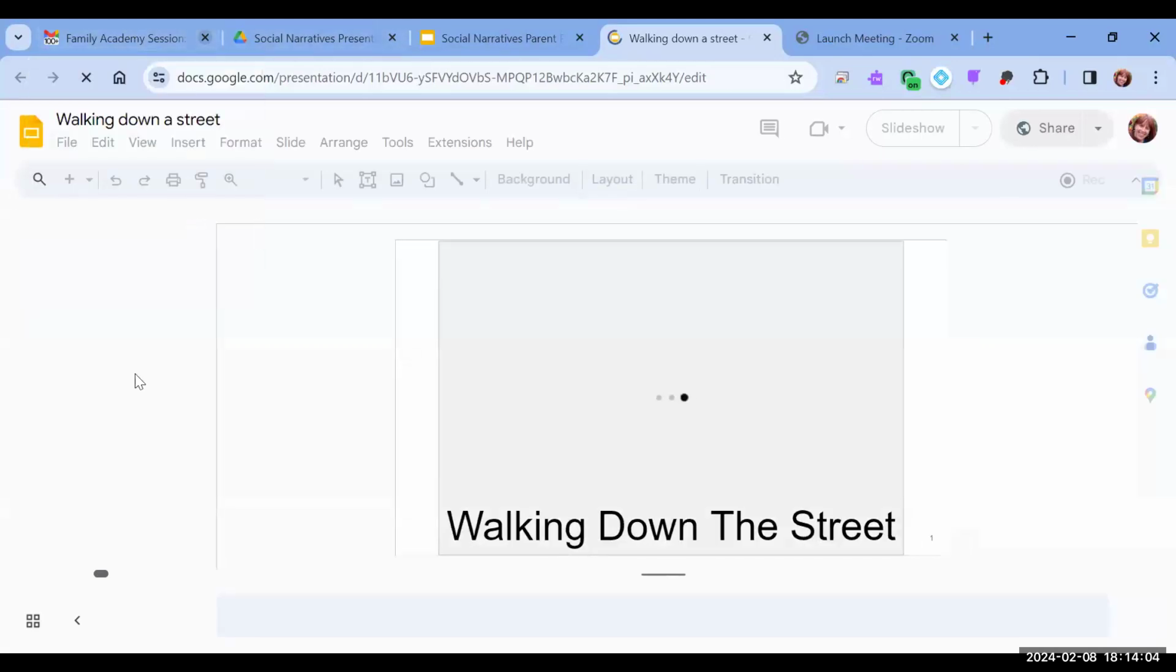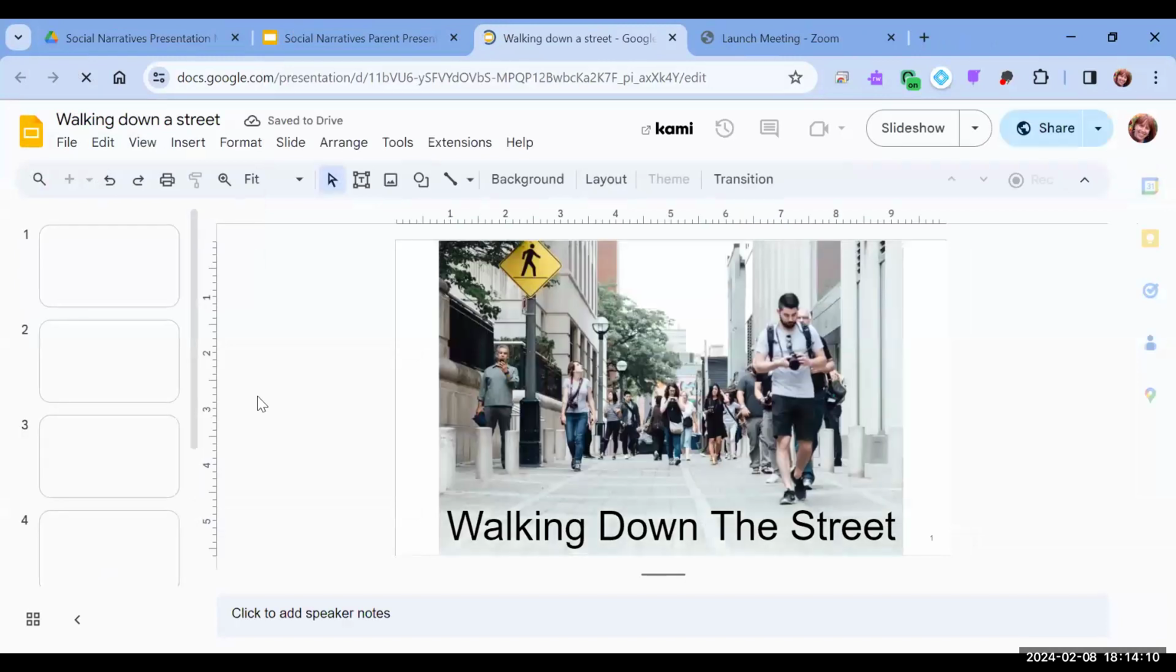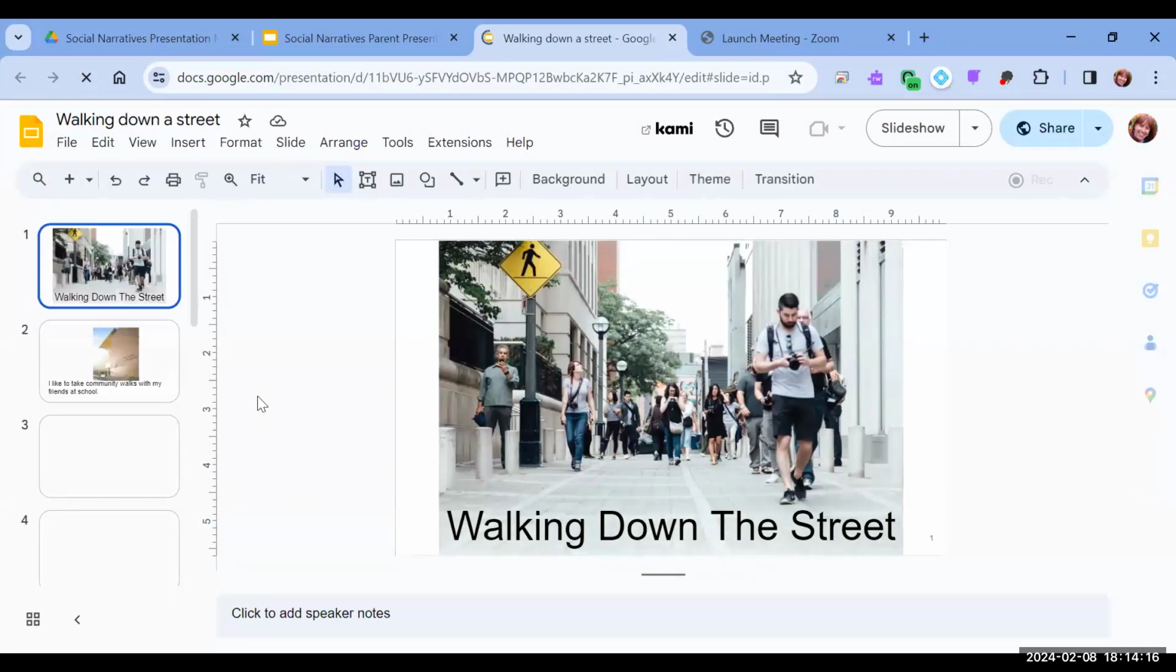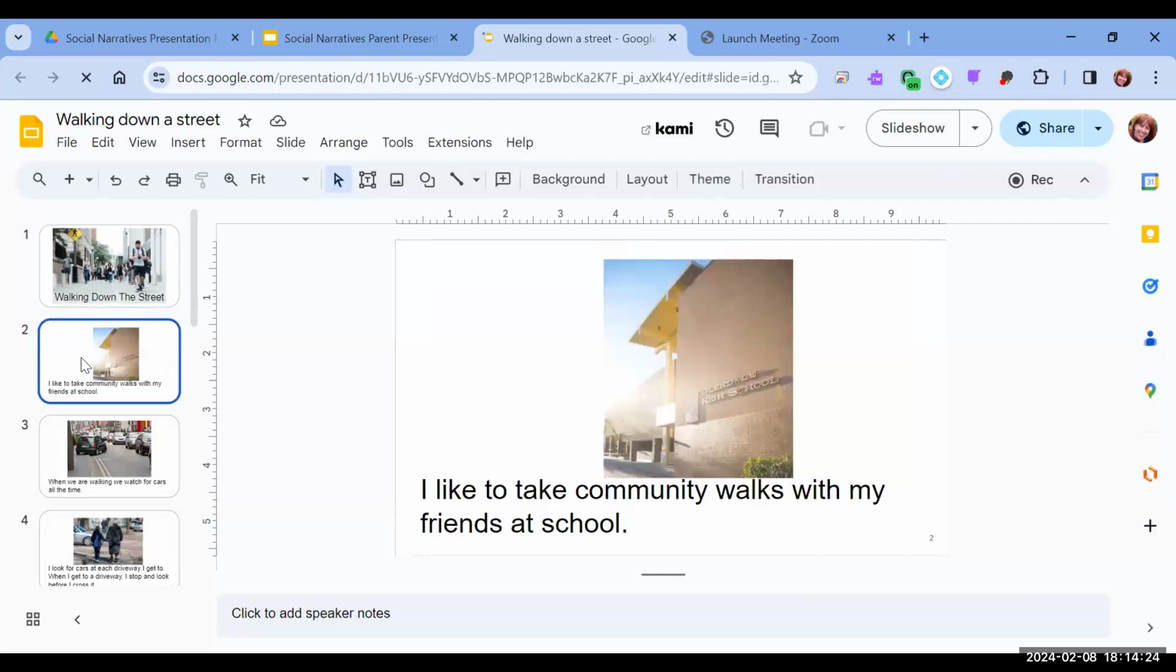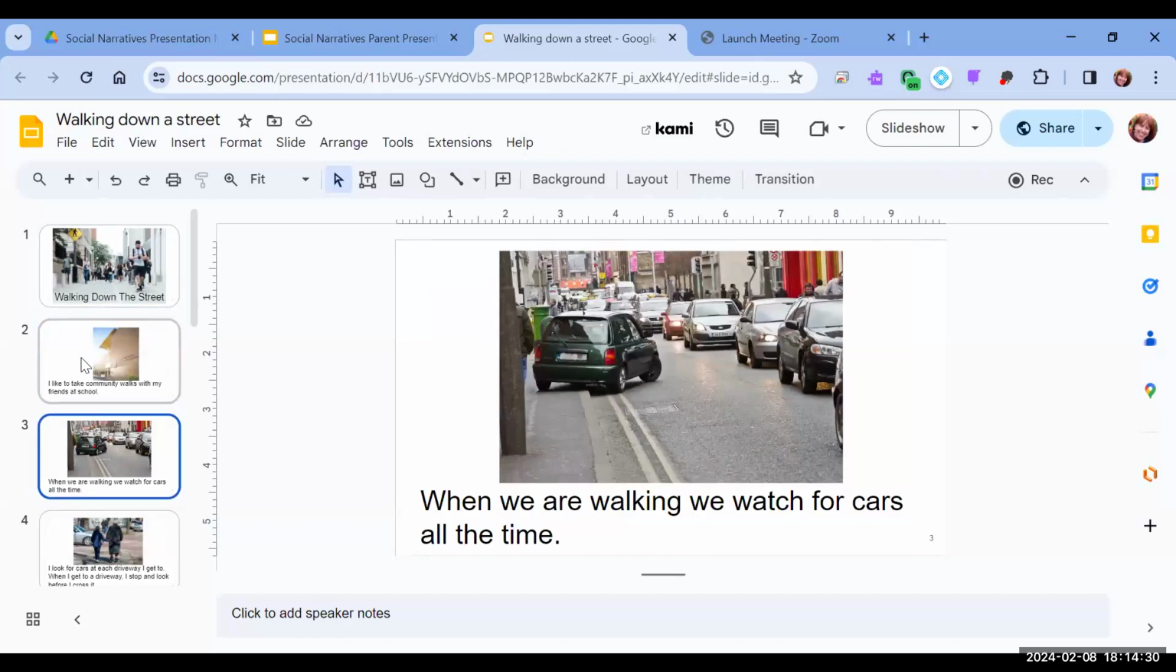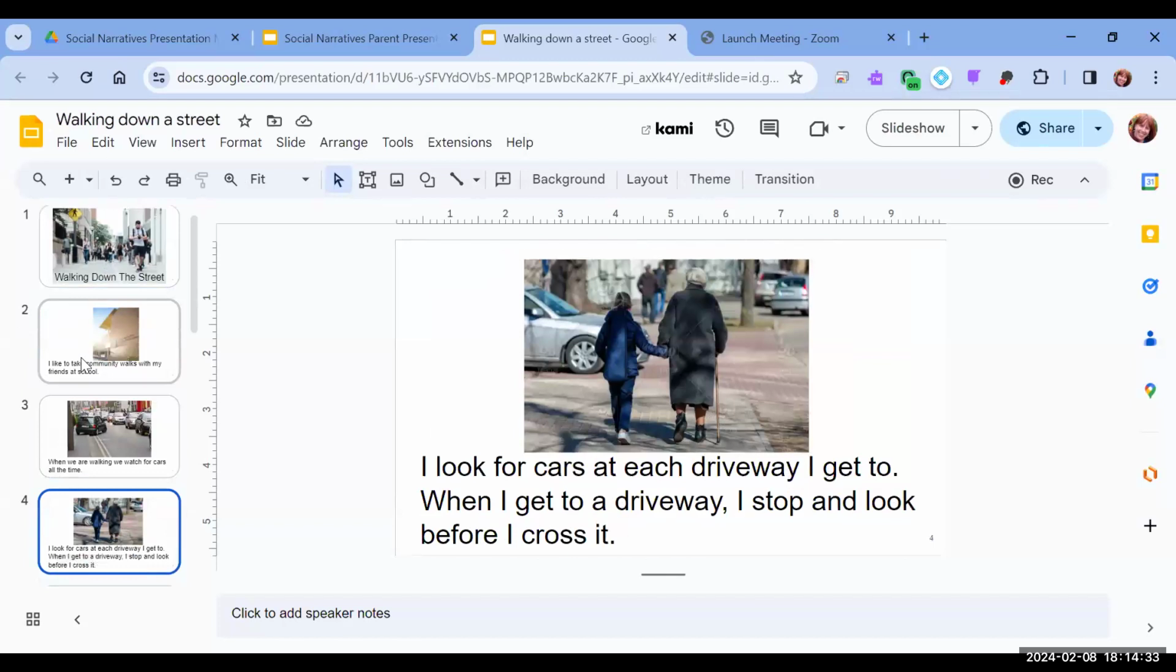Look at that. So here's an example of a social narrative for walking down the street that I created for a student who was having difficulty stopping at driveways, and I have many, many students who have difficulty stopping at driveways. So if we go through this one, it's walking down the street. I like to take community walks with my friends. When we're walking, we have to watch for cars all the time. I look for cars at each driveway I get to. When I get to a driveway, and here's the directive, I stop and I look before I cross it. It's written in the first person.